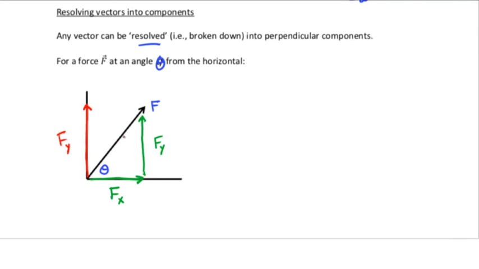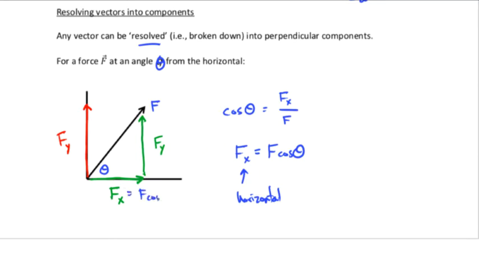Now, if we look at this right triangle, then cos of theta is equal to the adjacent side, f sub x, over just plain old f. Solving for f sub x, we get f cos theta. This is the horizontal component of the overall force. So we've just solved for f sub x. It's equal to f cos theta.